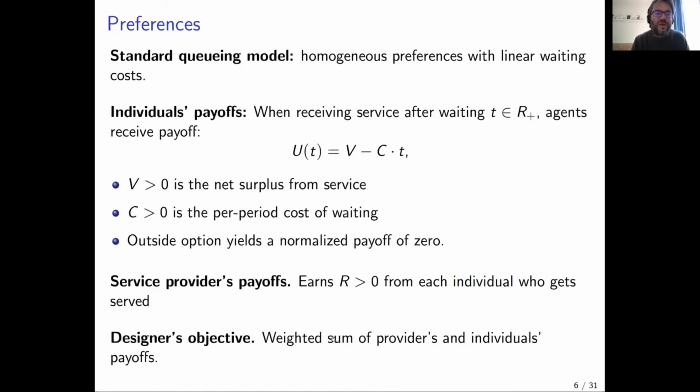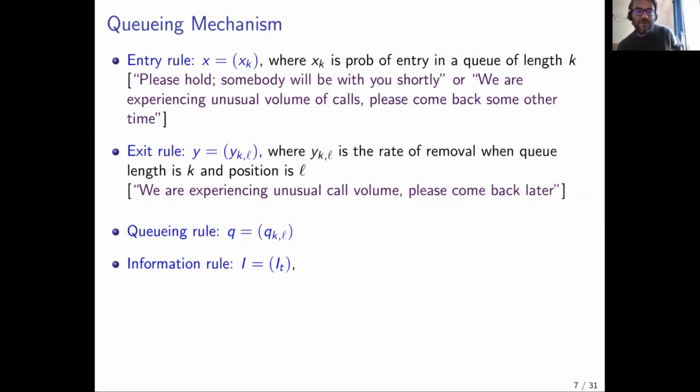Given this objective, what are the instruments of the designer? We're going to allow for four instruments. One is going to be the entry rule, which is denoted by x. x is a collection of x_k, where x_k is a number between 0 and 1, and k, again, is the queue length. So what is x_k? Given that the queue length is k, this is the likelihood that the designer allows an arriving agent to join the queue. So with probability x_k, this agent will be allowed to join the queue. With the complement probability, he is going to be turned away. Okay, so the designer can withhold service and just turn away agents potentially. So this is one instrument he has.